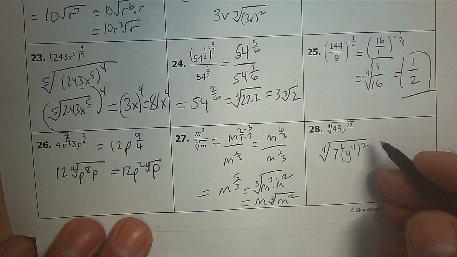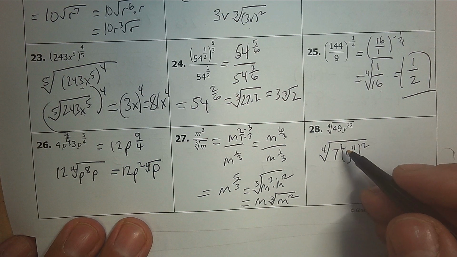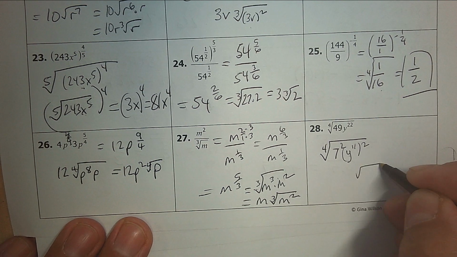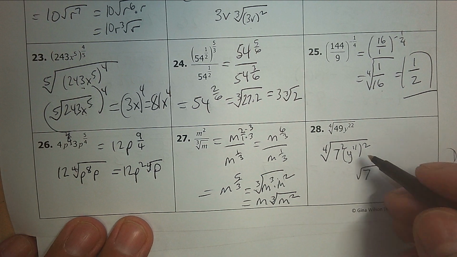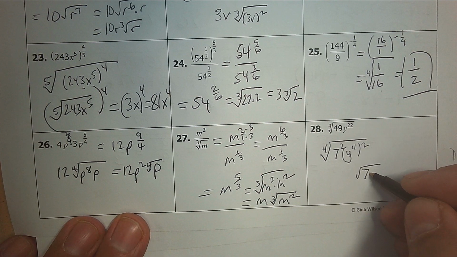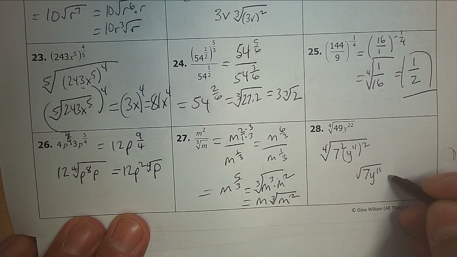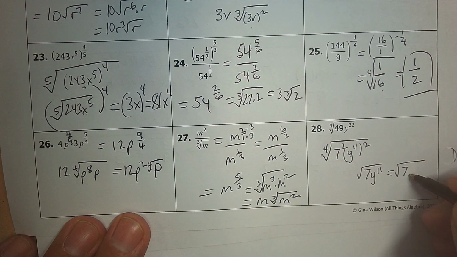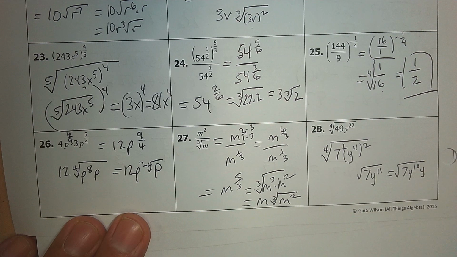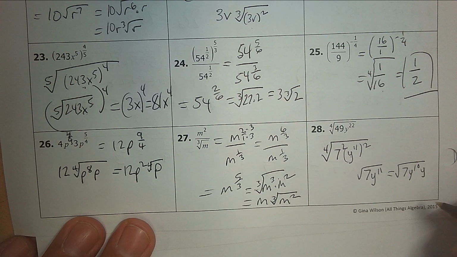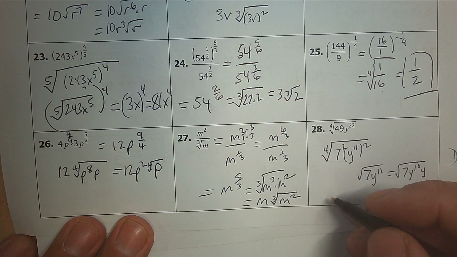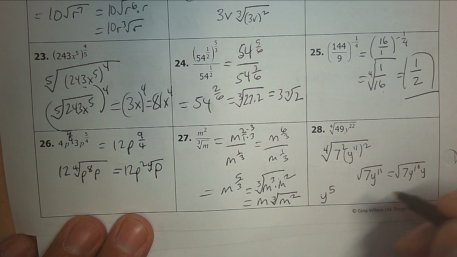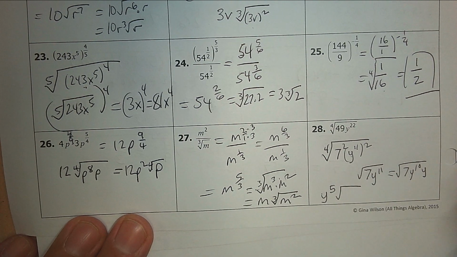So that when I do the fourth root, it will make it the square root of 7 and the square root of y to the 11th, and then I can write 11 as 10 and 1, and so the square root of y to the 10th divided by 2 is y to the 5th, and then what's left over is the square root of 7y.